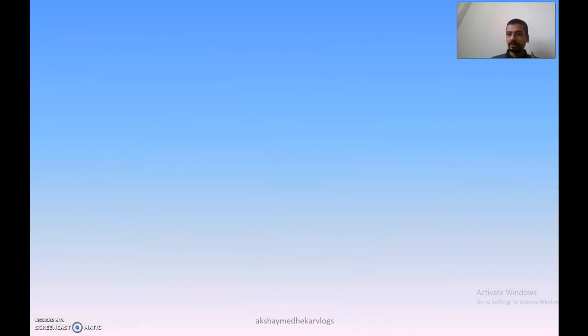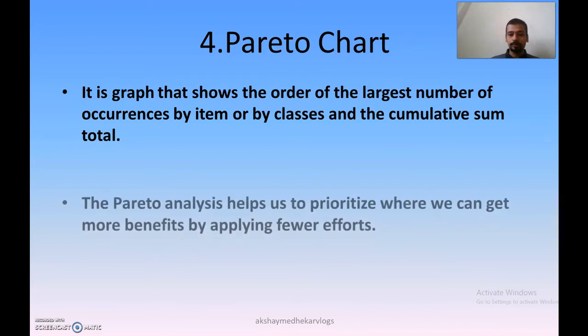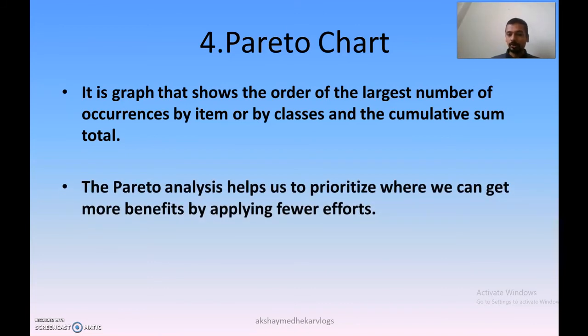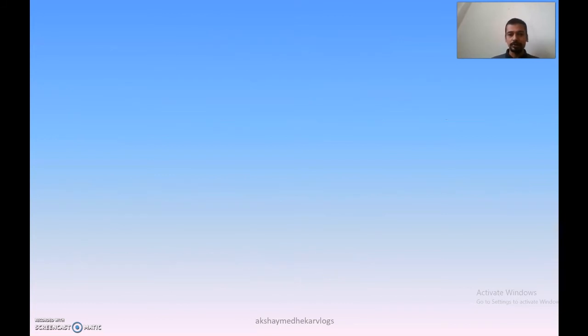The next quality control tool is the Pareto chart. It is most widely used in the quality department. It is a graph that shows the items or classes in order of largest number of occurrences, along with the cumulative sum total. The Pareto helps us prioritize where we can get more benefit by applying fewer efforts. It communicates the 80-20 principle. So we'll see what that 80-20 principle is. We'll see an example quickly.